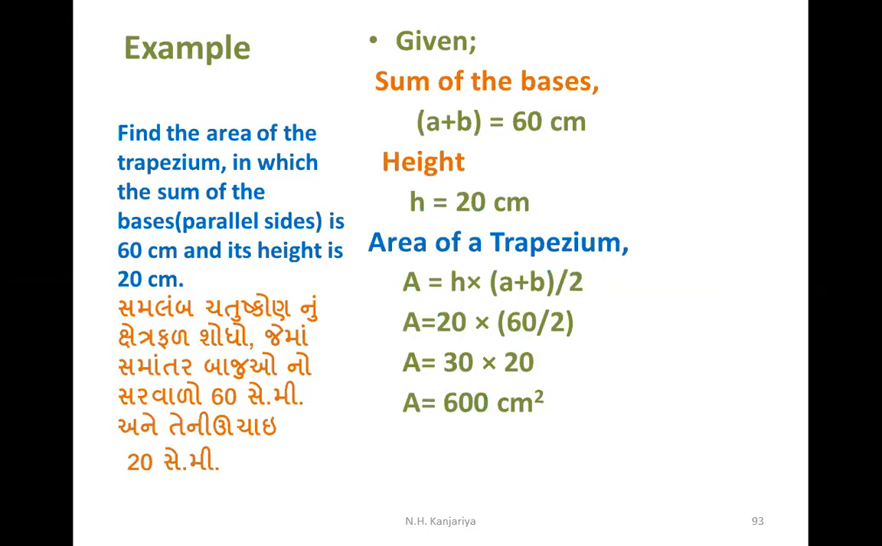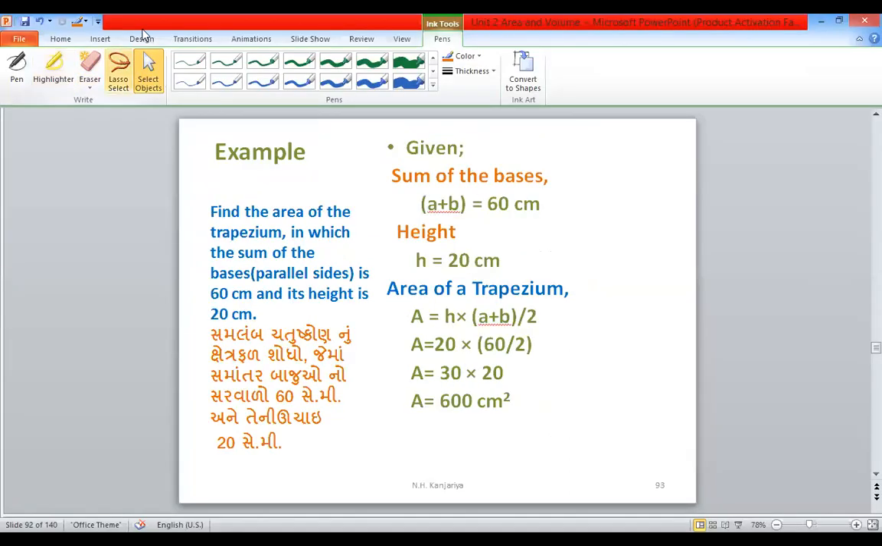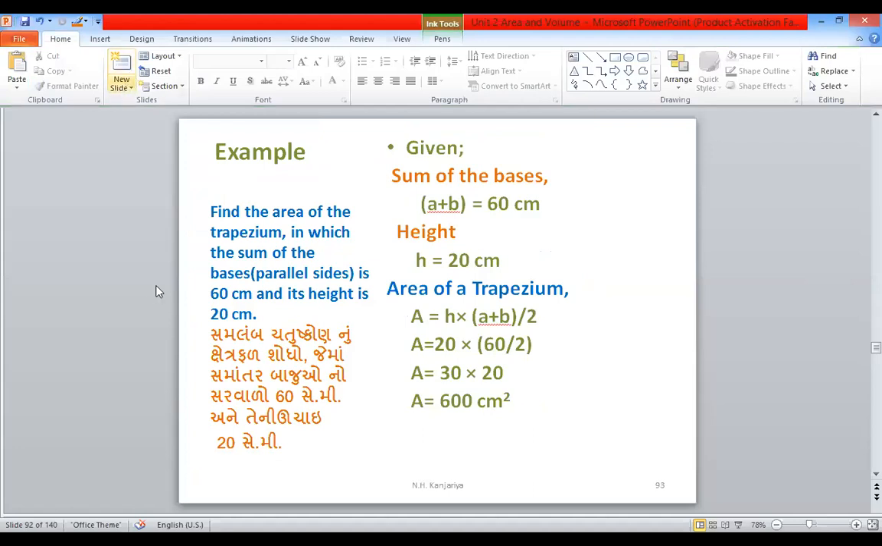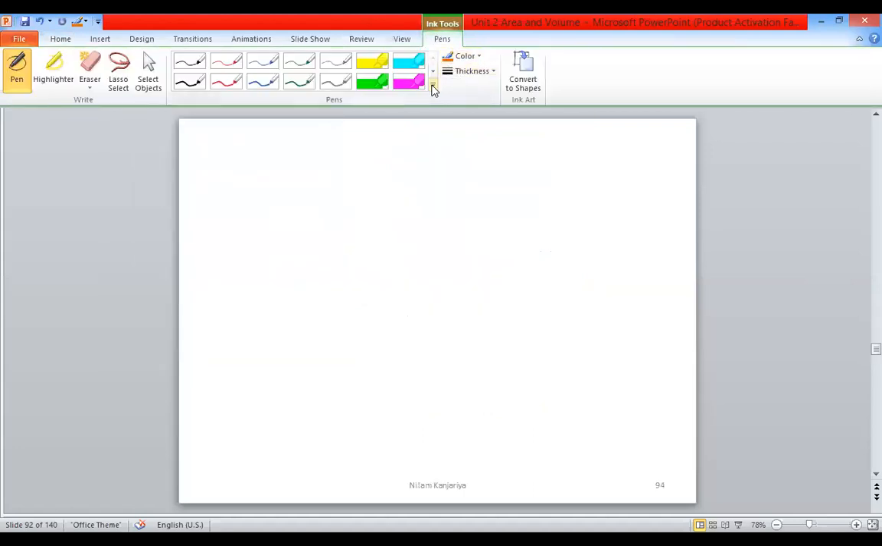The sum of the two parallel sides is 60, and the height is also given to you, 20 centimeter, and you find the area of the trapezium. So what happened? First of all, we have the answer of this question in our simple words. You have a trapezium and you want to find the area of the given trapezium.